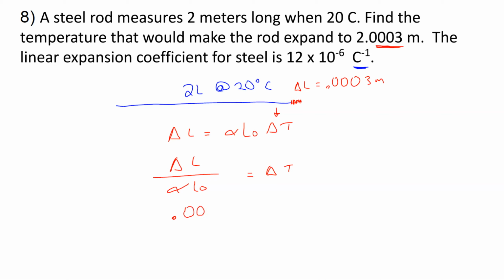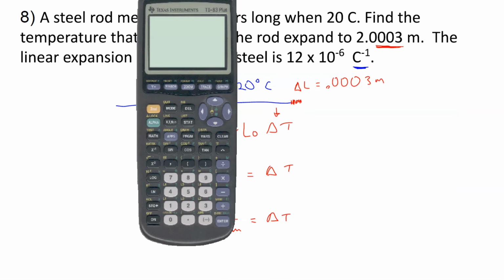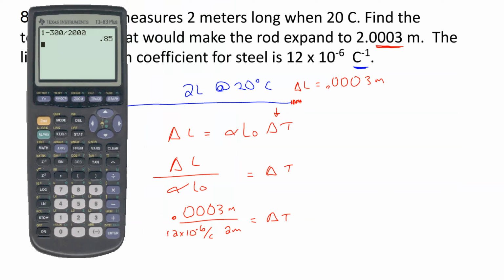But let's see what happens here. Delta L is 0.0003 meters. And down here I've got alpha, which is 12 times 10 to the negative 6 per degree Celsius. And the L naught was 2 meters long. So 0.0003 divided by 12e negative 6, also divided by 2, is 12.5.